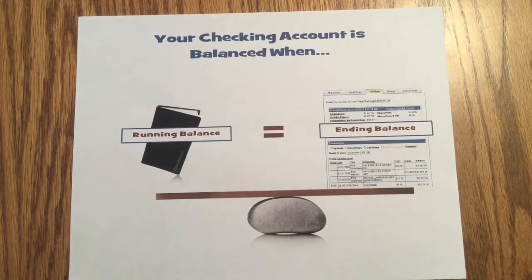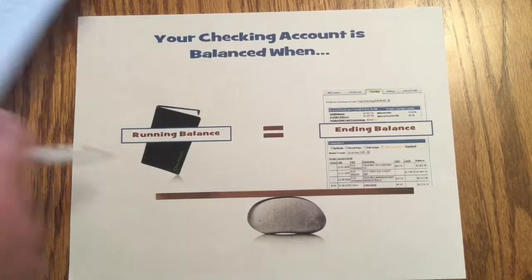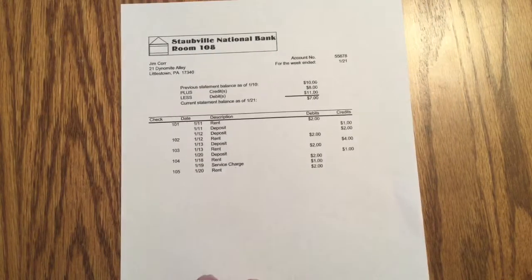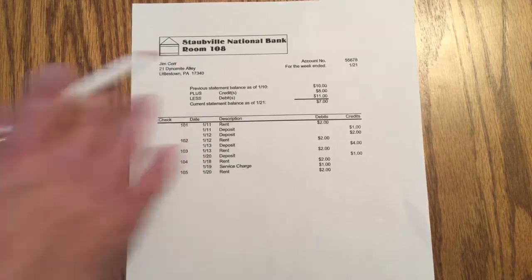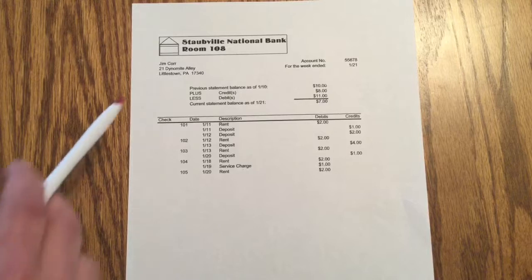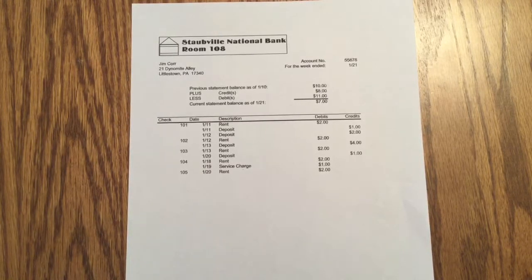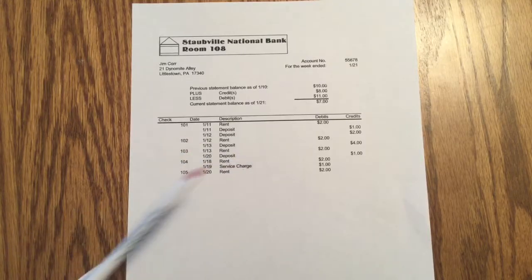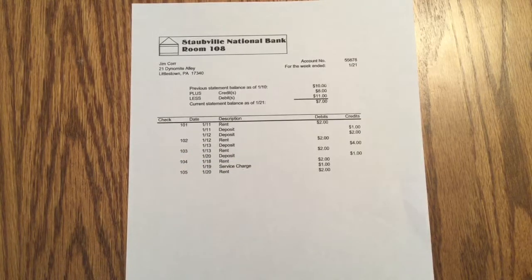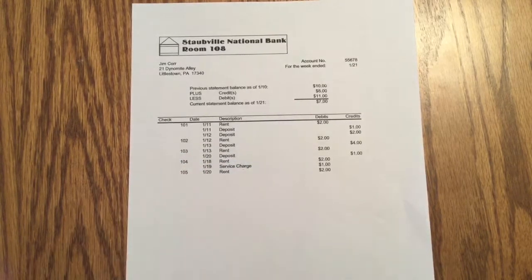So when you get your statement, it's going to look something like this. And you can see here from Stouffville National Bank, this is a friend of ours, Jim Corr, and these are his transactions for the month of January. Now you'll see that he has a $7 balance.